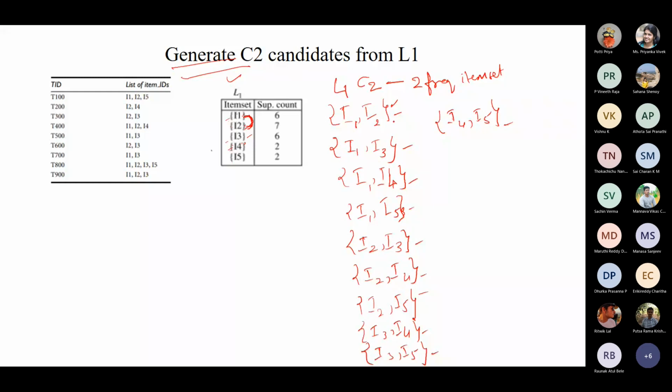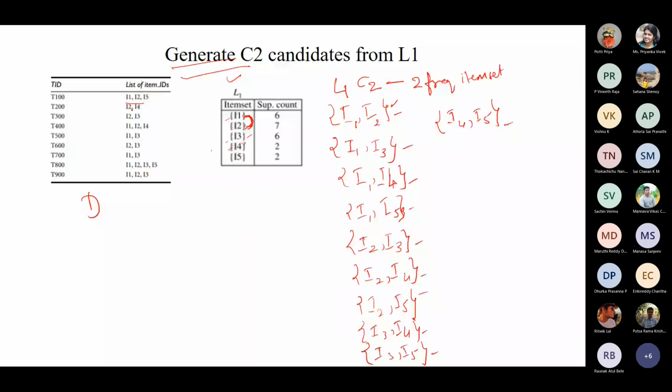Next, calculate the support count. I1, I2. How many times does I1, I2 appear? Look at this database D table. I1, I2 appears 4 times. It doesn't matter if there is one more item alongside; only check for I1, I2.